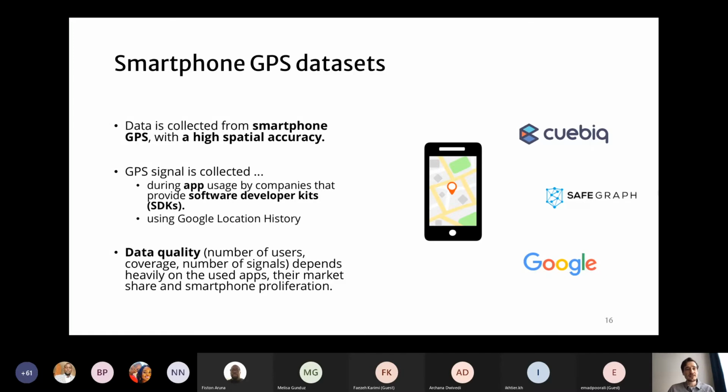How this GPS signal is collected depends a lot on which service collects the signal. Most often it works like this, that during the app usage, so if you use an app on your smartphone, a company can record this data if a software developer kit is integrated into this app. So for example, if I want to build a Google Maps application, I can use one of these software developer kits that these companies provide. And then it's easier for me to access the GPS features of the phone using this SDK.